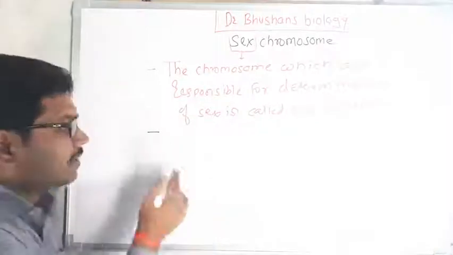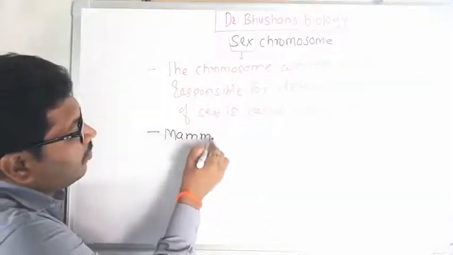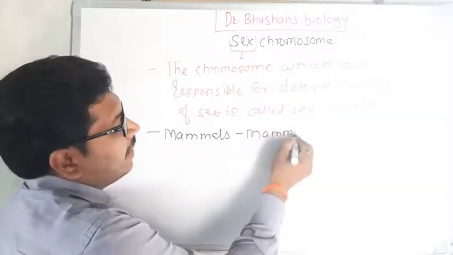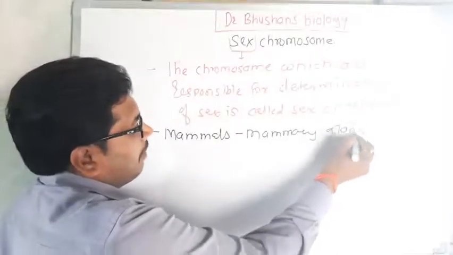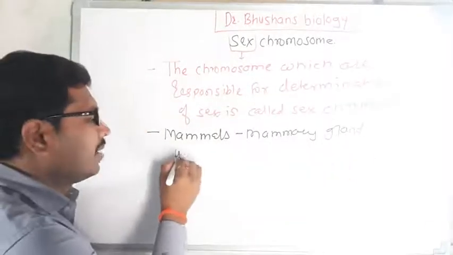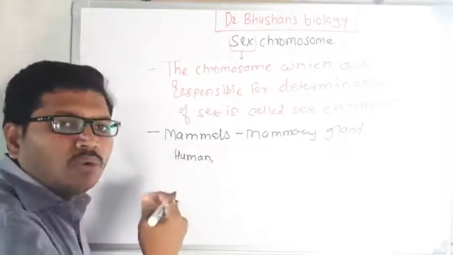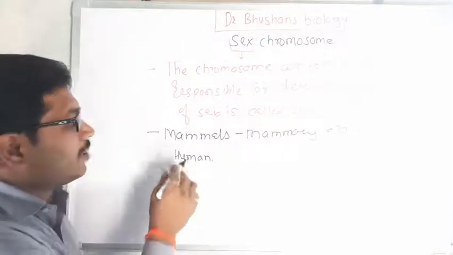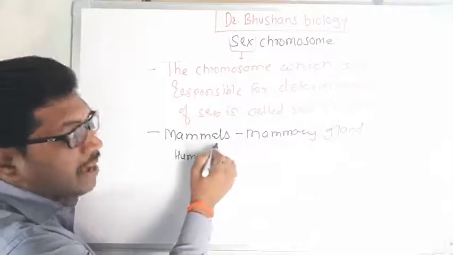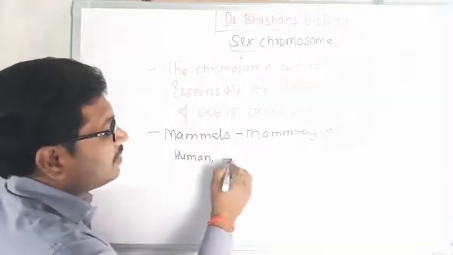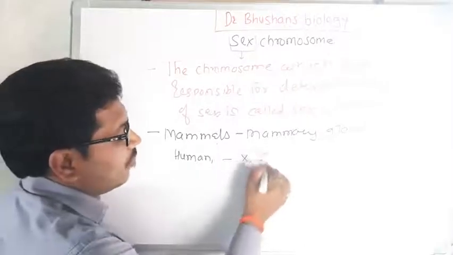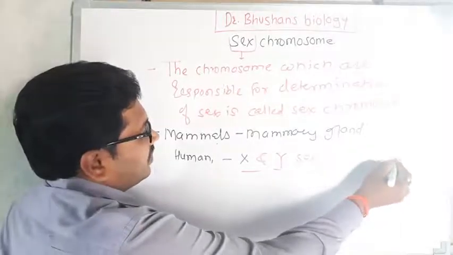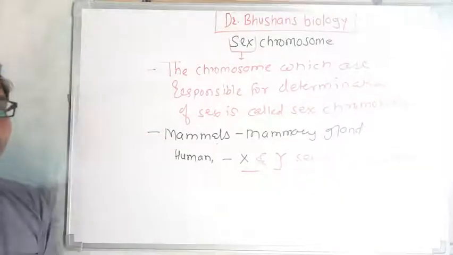In humans or other mammals, what does mammal mean? Organisms which have mammary glands. Examples of mammals: human, cow, dog, elephants. These come under the mammalian category. So humans and mammals have X and Y chromosomes as sex chromosomes.